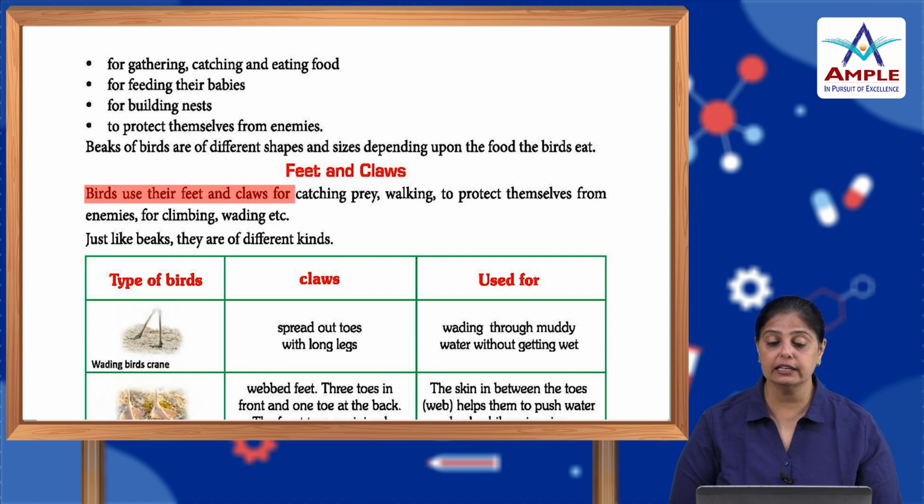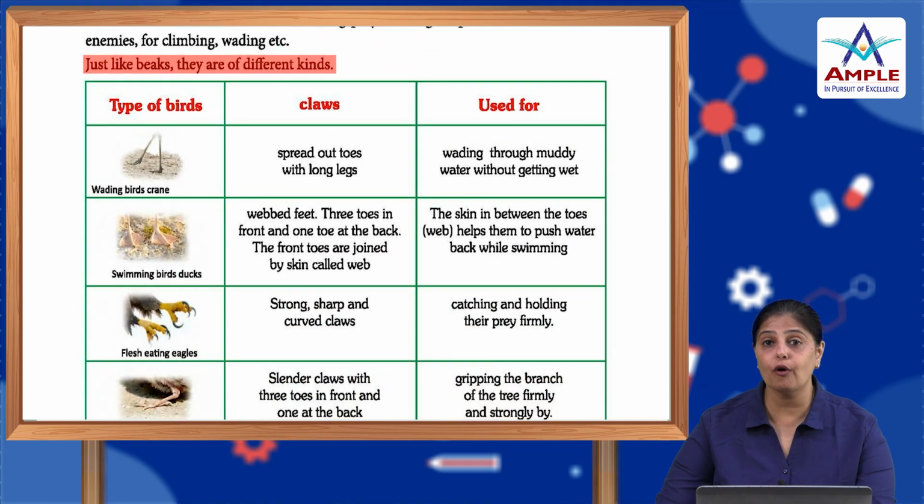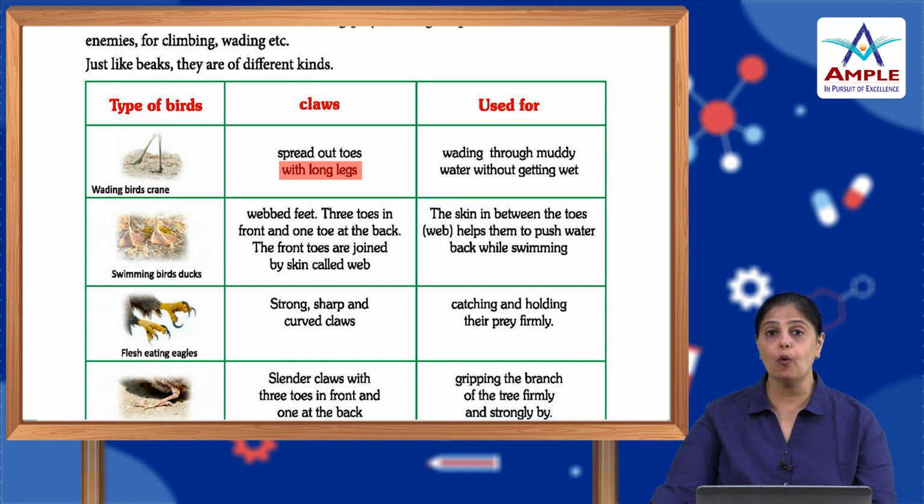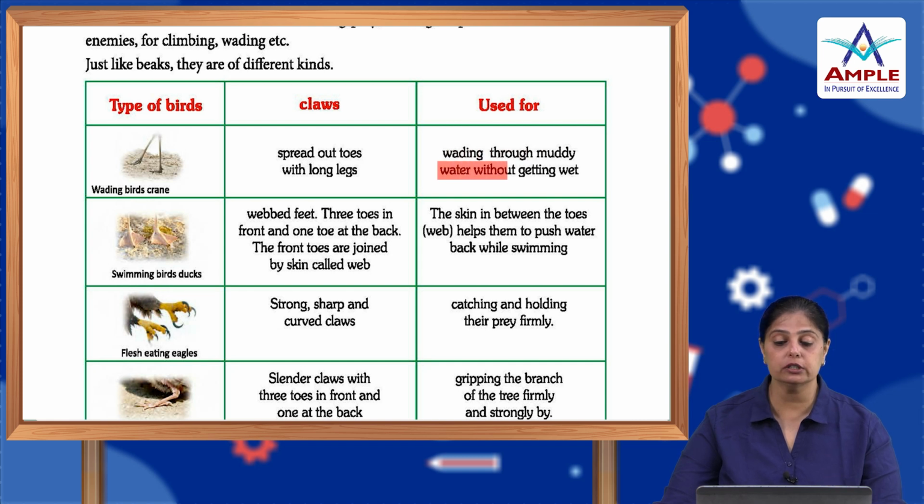Alright. Now, let's talk about the feet and claws. Birds use their feet and claws for catching prey, walking, to protect themselves from enemies, for climbing, wading, etc. Just like beaks, they are of different kinds. So, let's talk about the different feet and claws that the birds have. So, wading birds, crane. Their claws are spread out toes with long legs. Used for wading through muddy water without getting wet. Wading as in walking through the muddy water without getting wet.